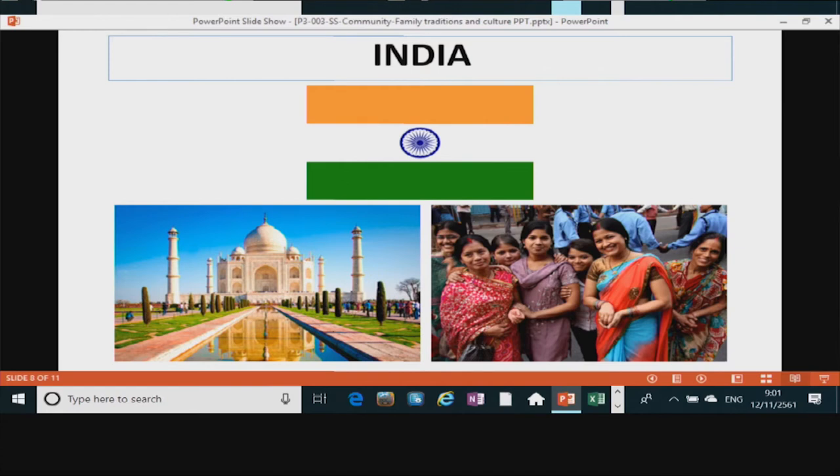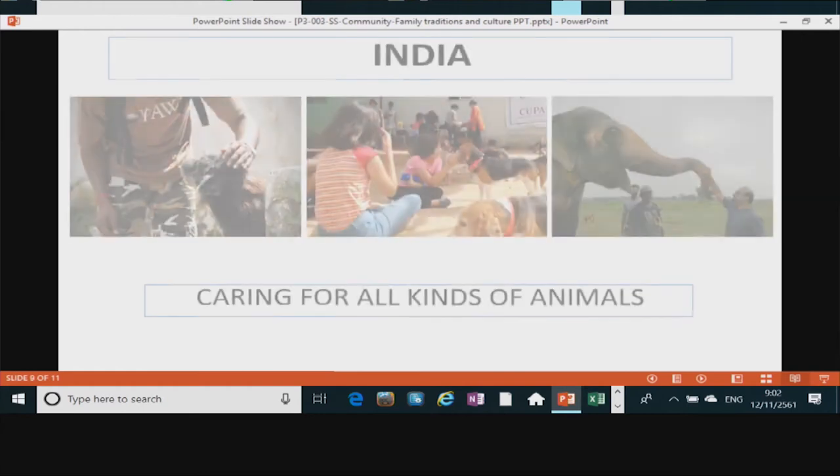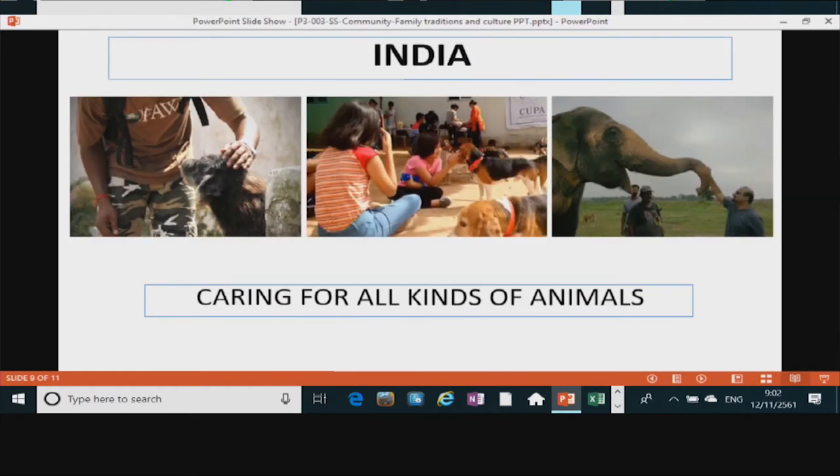And all these people, where are these people from? India. India, very good. And what is part of India tradition and culture? In India, we care for all kinds of animals. Can you say? Caring for all kinds of animals. Animals, yes. All animals are sacred in India, especially the cow. I think the cow is a very sacred animal, but all animals are cared for very much.